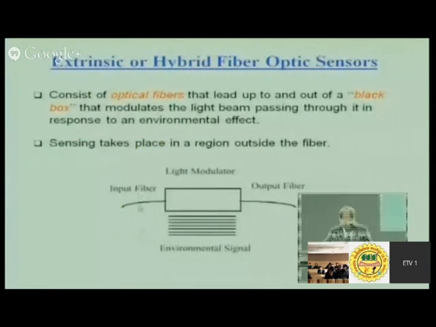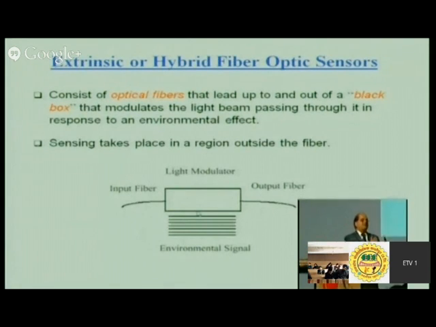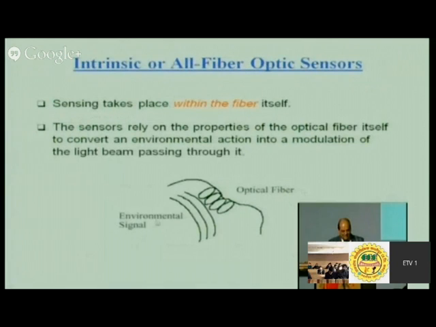In an extrinsic sensor, you have an input fiber and an output fiber. The change takes place in what we call the environmental signal. So it is different from the fiber. It is an extrinsic sensor. You can put something over the fiber. So the fiber is not the sensing medium. The different environment is the sensing medium. Similarly, you can have intrinsic, where the fiber is the sensing medium.